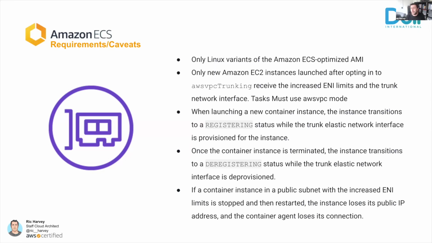So some caveats: you have to use the Amazon ECS optimized AMI at the moment. That's the only one that's supported. I do believe Bottlerocket has got this support as well now, that came recently. Bottlerocket is AWS's container optimized operating system, for the Googlers among us here. It's just basically a lightweight version of Linux that is designed just to run containers. And also you need AWS VPC trunking mode.